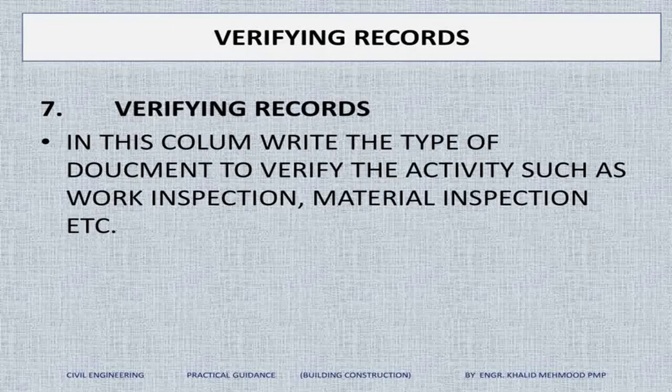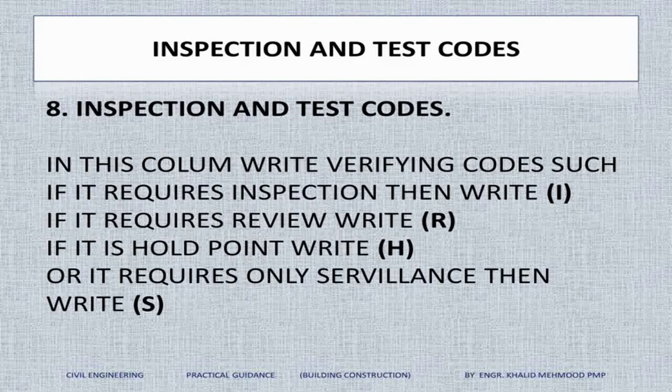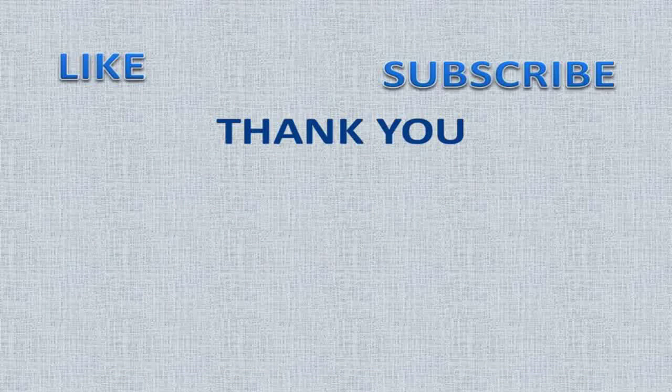In the seventh column, write the reference document we will use to verify the activities, whether it's a work inspection document or a material inspection document, etc. And in the last column, write the inspection and test codes: I for inspection, R for review, H for hold point, S for surveillance. So that's all for the ITP. It's a tabular format for your project.